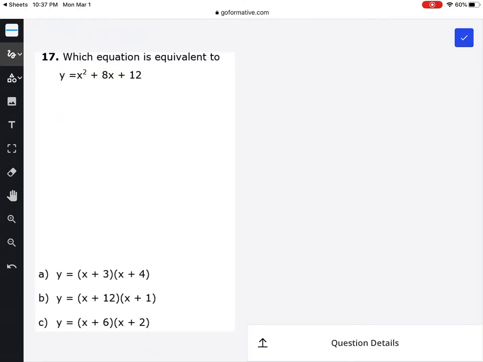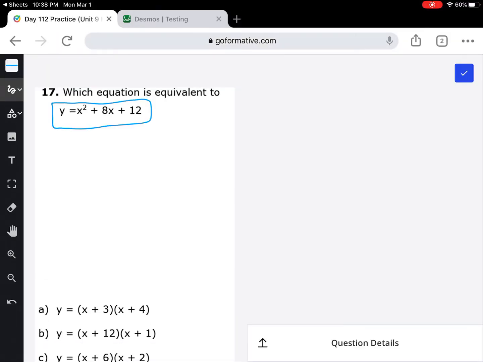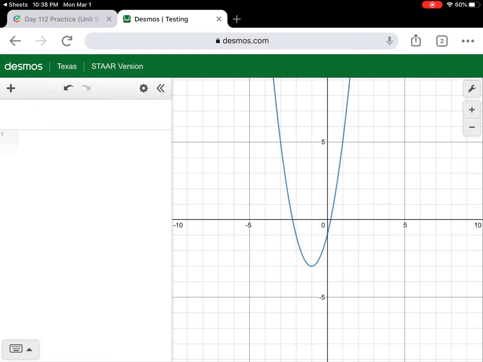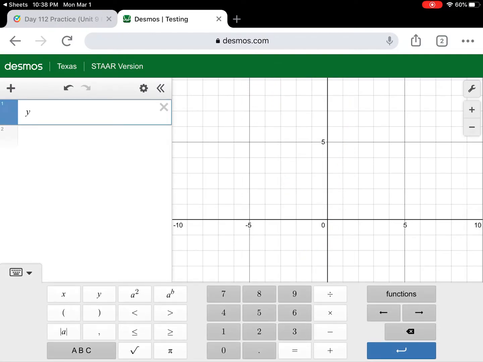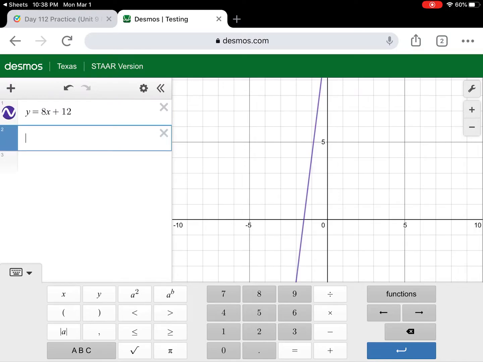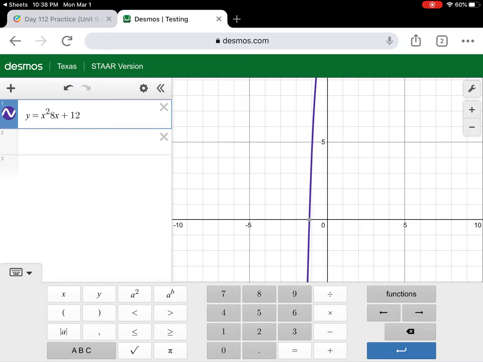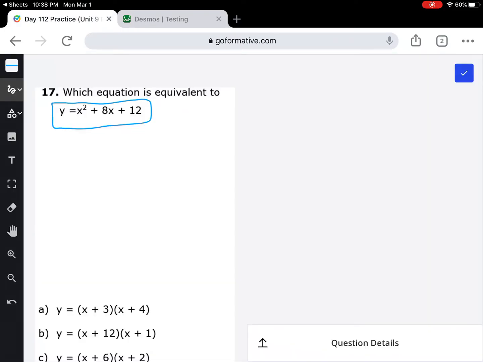Number 6 is exactly the same. What is equivalent? You can do this by hand by factoring and finding the two parentheses. In this one here, we can use Desmos. y equals x squared plus 8x plus 12. Okay, so my first original graph in this one is this purple graph.